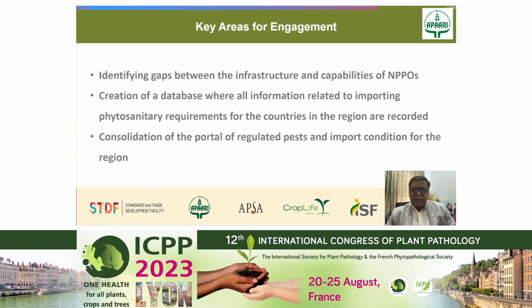The key areas of engagement is identifying gaps between the infrastructure and capabilities of NPPOs, and this is the output 1, and the activities here have been achieved. I'll come to that at the end of my presentation. Then creation of a database where all information relating to important phytosanitary requirements for the countries in the region are recorded. Consolidation of the portal of regulated pests and import conditions for the region is another very important engagement.